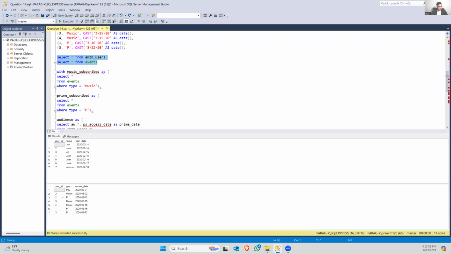If you look at who made Prime purchases, 2, 1, and 3 have purchased Prime. But 2, 3, and 4 are the ones who have purchased music. So if I do an inner join, it will only show me 2 and 3, which is wrong, because I need 2, 3, and 4. Why? Because I need people who have got access to music. So that's the logic behind it.